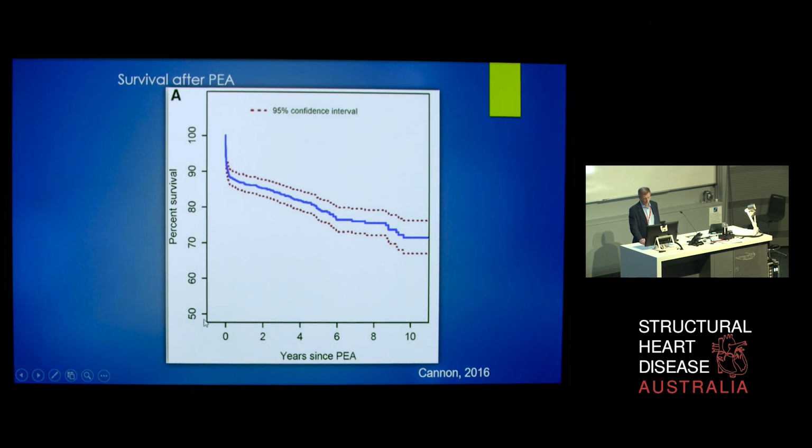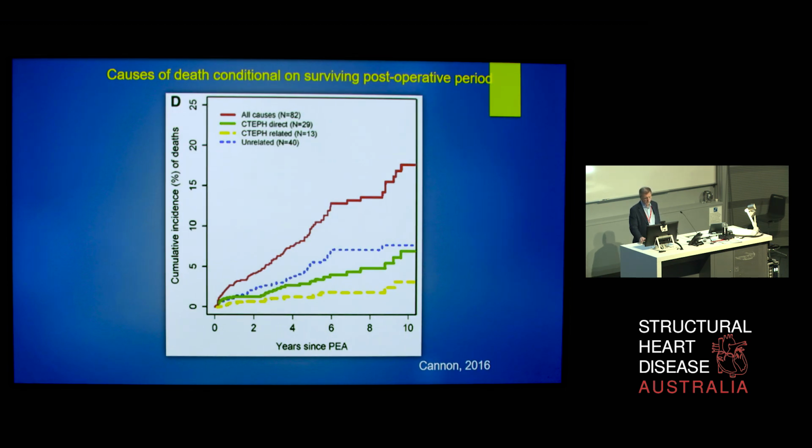Just note here, suppression of 0 on the vertical axis. So by 10 years after the operation, about 75% of patients are surviving, and that's, compared to the natural history of the disease, really outstanding. And this is the cumulative incidence of various causes of death. So all-cause mortality is on the red line.